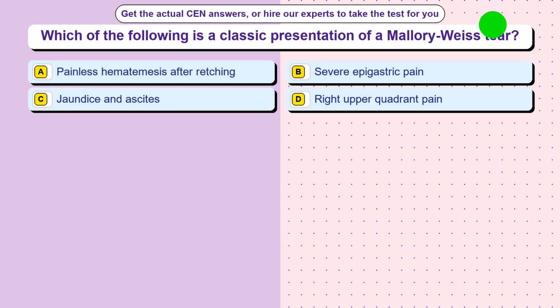Question 86. Which of the following is a classic presentation of a Mallory-Weiss tear? Option A, painless hematemesis after retching. Option B, severe epigastric pain. Option C, jaundice and ascites. Option D, right upper quadrant pain.